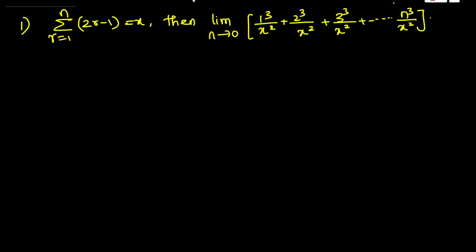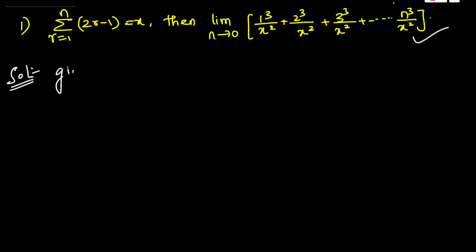See, if you look into the problem, we have the summation r equals 1 to n of (2r minus 1) times x. When limit n tends to 0, this is 1 cube by x square, 2 cube by x square, 3 cube by x square, and so on. You need to find this value. Is it okay?